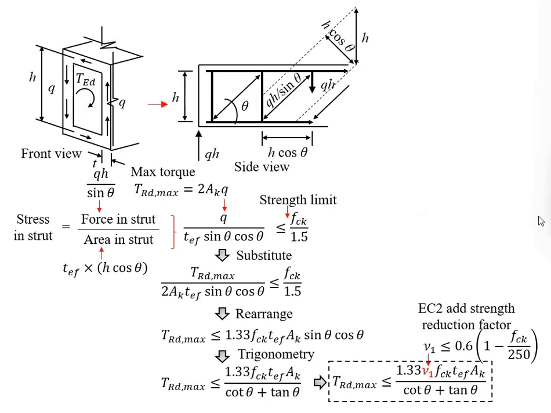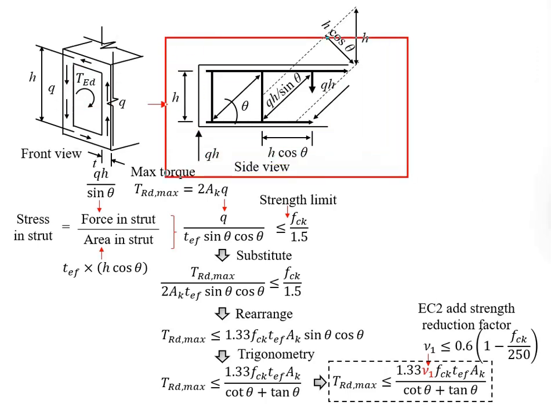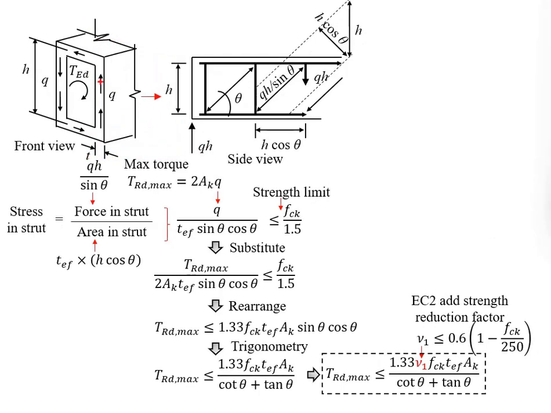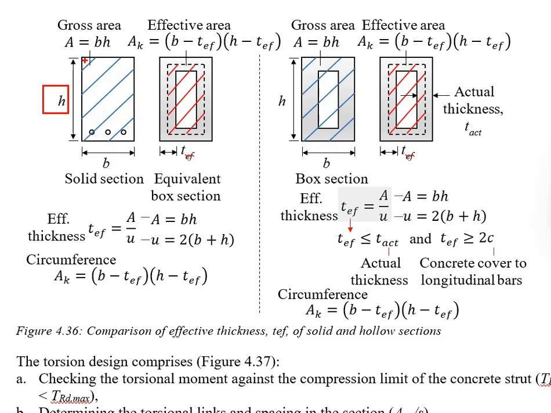resisting the torsional force. Now, we look at the side view of the model, representing this side here. This shear flow is actually the shear force per unit length. To get the total vertical force acting upward, you will need to multiply the shear flow with the effective height. Bear in mind that this effective height should not be confused with the gross height of the section, because we are assuming the shear flow is developing within the center axis of the effective thickness.